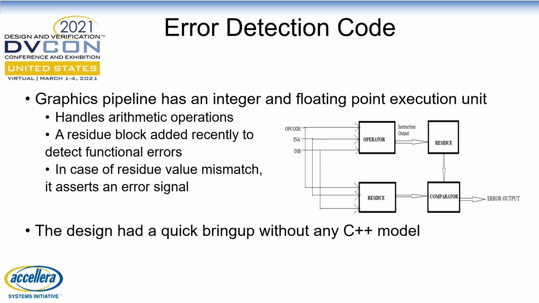The residue block is more like an error correction code, which calculates the mod of inputs, does the same operation as the normal pipe, and then compares the output with the mod of the output as expected from the residue pipe. It is supposed to give an error signal in case of mismatch. The time to market constraints required immediate validation help, and there was no C++ model for this particular block and no time to bring it up. Formal was asked to help.